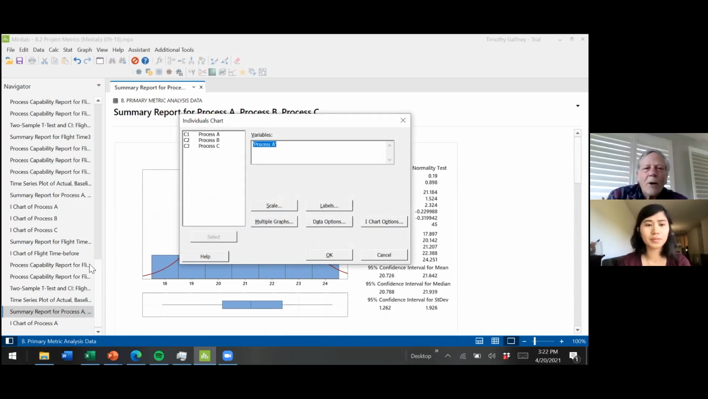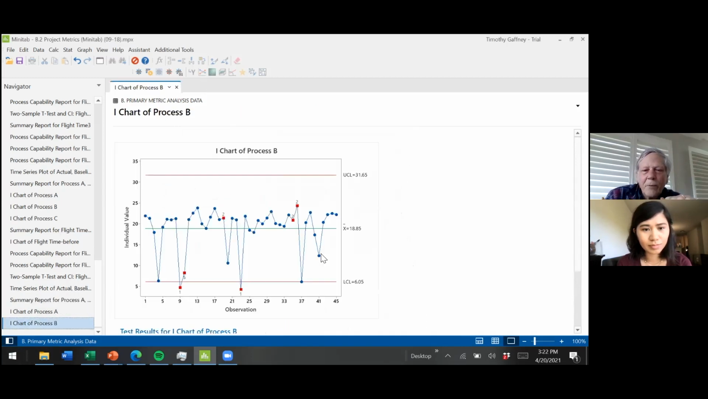Now we're going to just run it for process B. Let's see if process B is capable or stable.